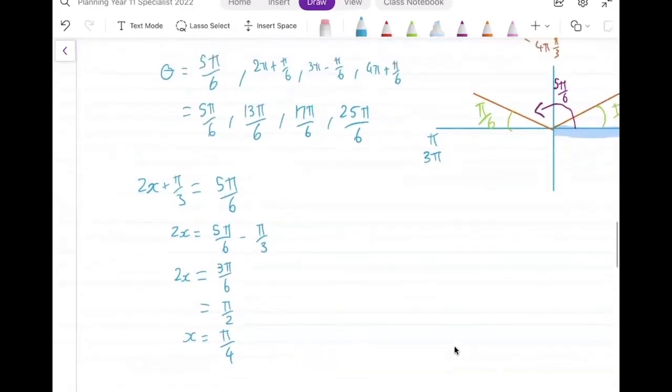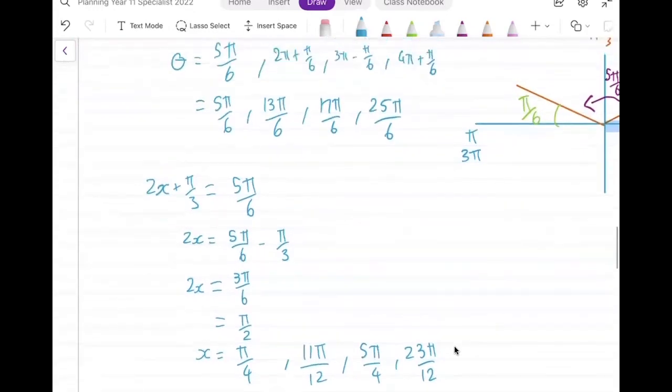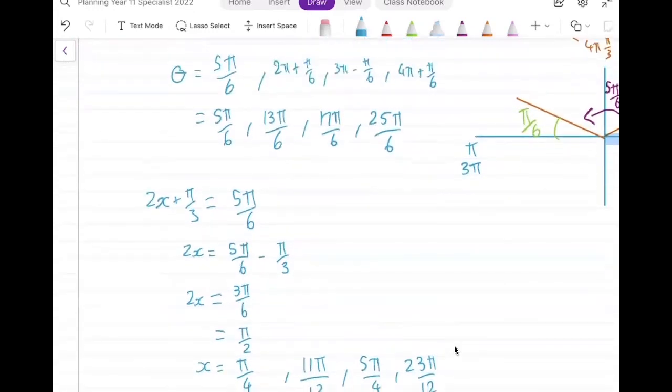Like I said, I'm going to put the answers up for the rest of them. Ta-da, that's the last 3. Again, it's the exact same process. 2x plus pi on 3 equals 13 pi on 6. It'll equal 17 pi on 6, and it will equal 25 pi on 6. And then just rearrange and manipulate your algebra.